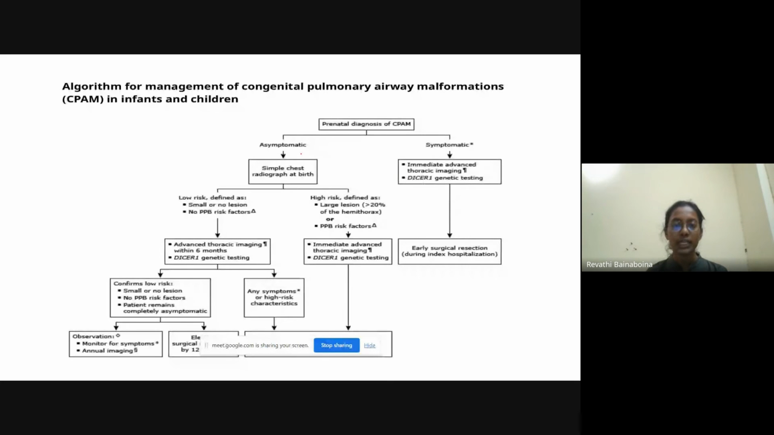If it is asymptomatic, then a simple chest radiograph is done at birth, and it is divided into low risk and high risk. If high risk with large lesions and PPB risk factor, an immediate surgery can be done. If it is low risk, then thoracic imaging can be done within 6 months. In between, if there are any symptoms or high risk characteristics, surgery can be done. If there are no risk factors and the child is fine, then you can monitor for symptoms. Elective surgery should be done by 12 months of age.